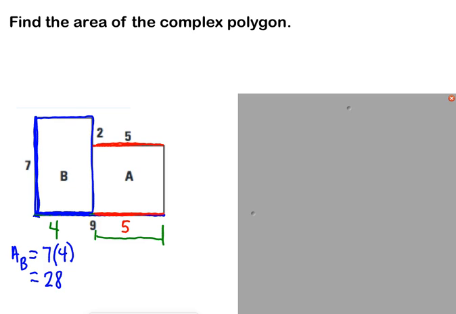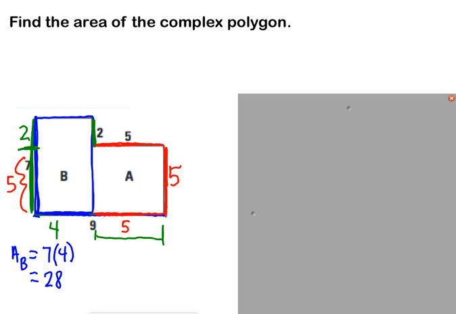Now let's see if we can figure out the area of rectangle A. So looking over here, this whole side measurement is 7, but up to here is 2, so that's approximately where it'd be. So if this is 2, what's left of my 7? Well, it'd be 5, right? Because 5 plus 2 gives me 7. So that means over here, this height would be 5.